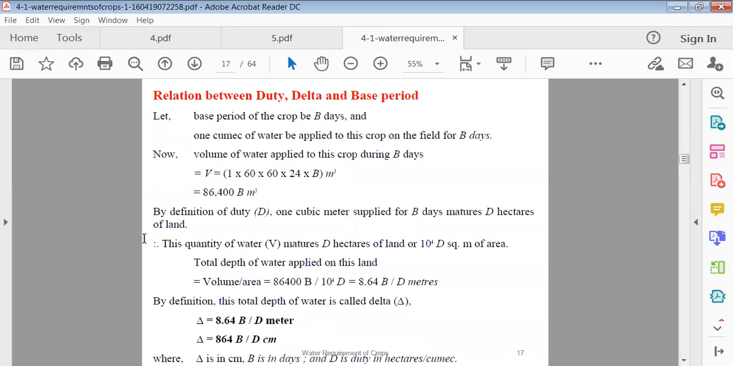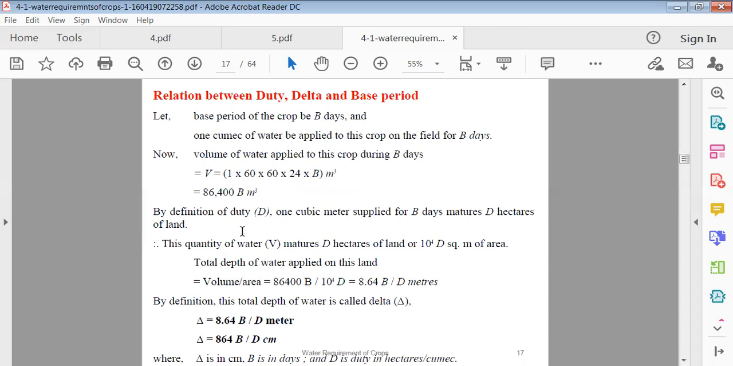Okay, so the relationship between duty, delta and base period is important. Let the base period of the crop be B days and 1 cubic of water be applied to this crop on the field for B days. The complete base period is from the start of the crop to its complete maturity. So let the base period be capital B days, and 1 cubic means 1 meter cube per second of water applied to this crop on the field for B days.